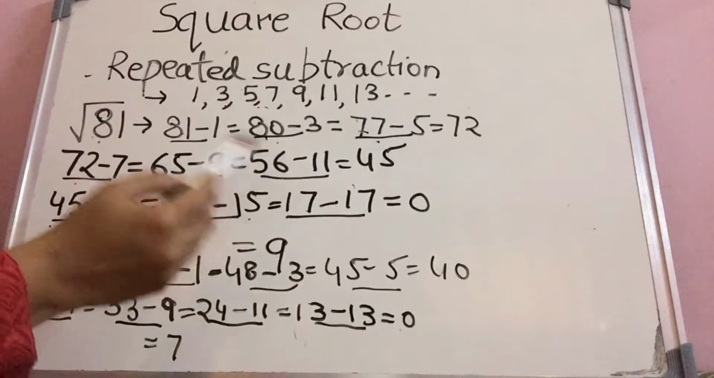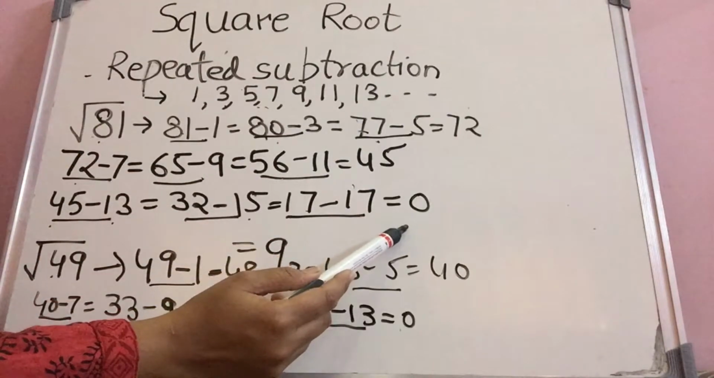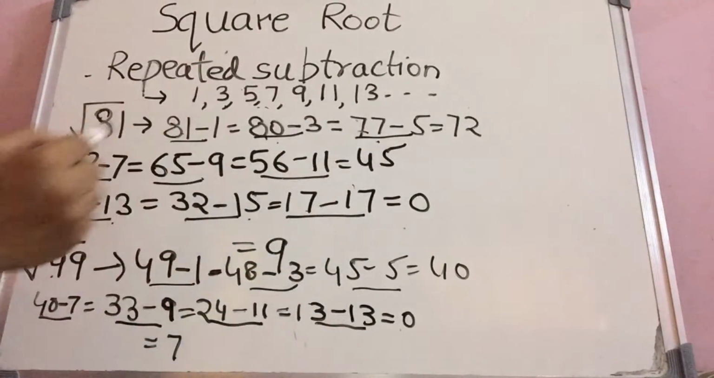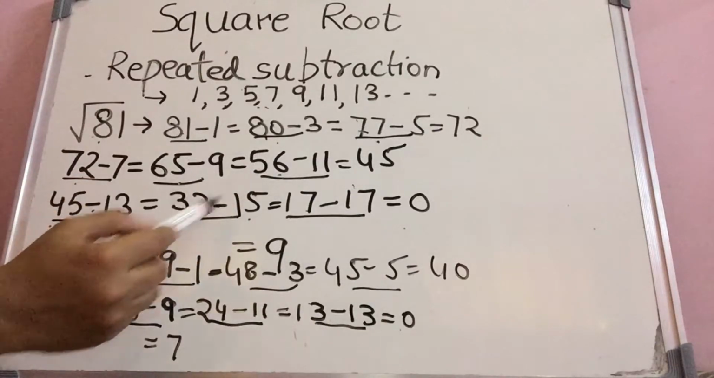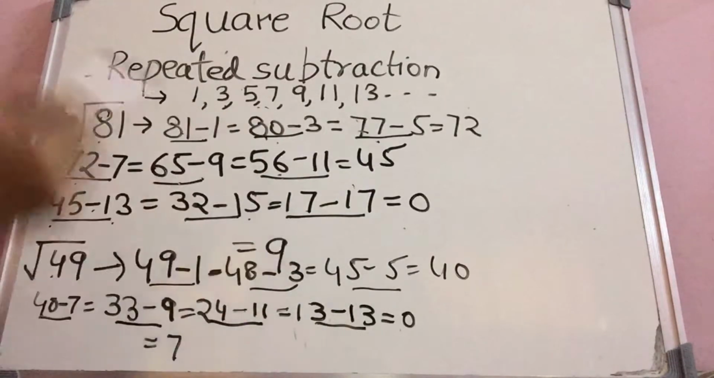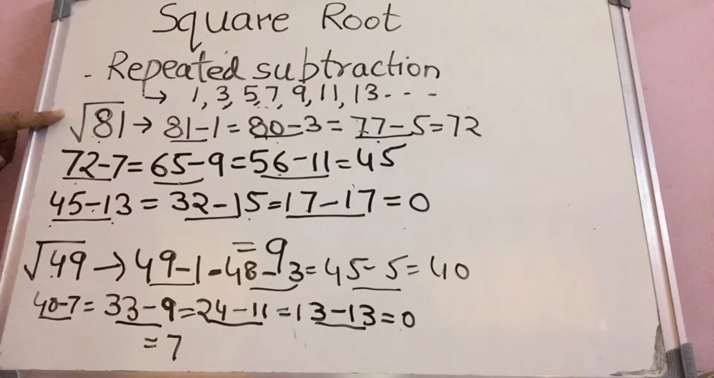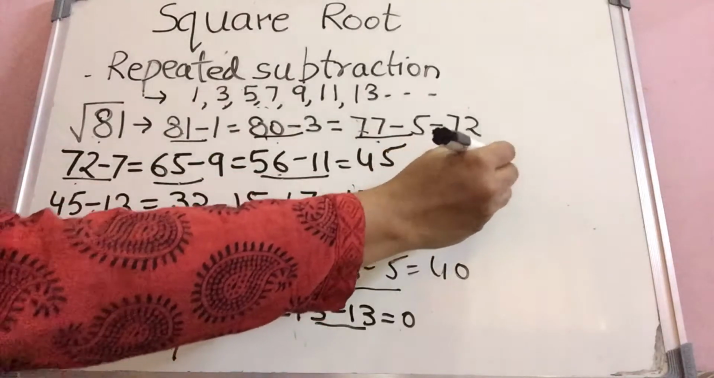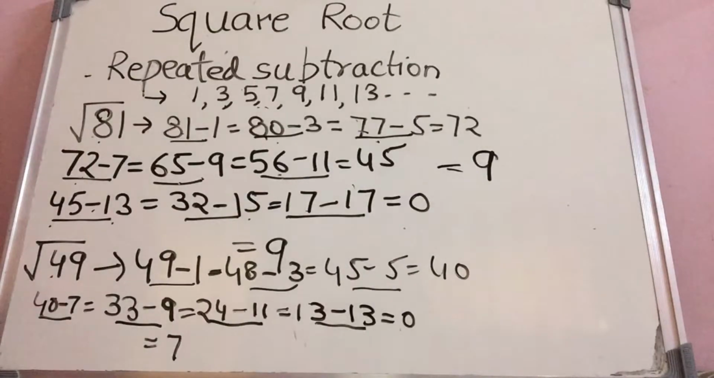So we will find in how many steps we have got 0. Those are 1, 2, 3, 4, 5, 6, 7, 8, 9. So in 9 steps we have got 0. So the answer for 81 will be 9. So 9 will be the square root of 81.